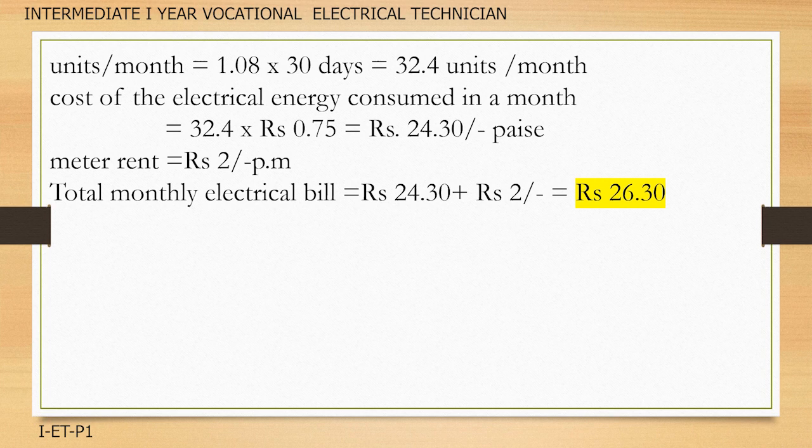But in this problem, meter rent is 2 rupees per month. So the total monthly electricity bill is equal to the electrical energy cost in a month, 24.3, plus meter rent 2 rupees. That equals 26.3. 26 rupees 30 paisa is the total monthly electricity bill.